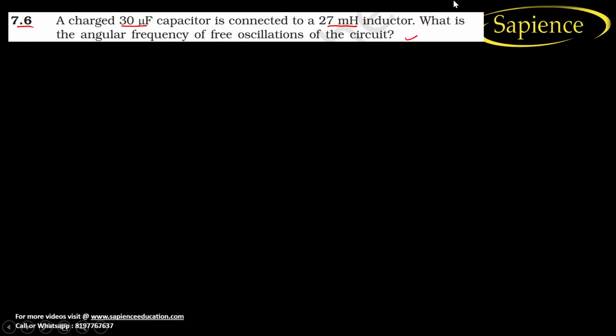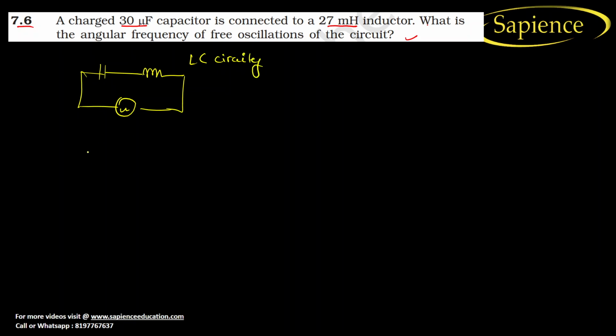So you need to understand, very important, that there is a circuit in which they have given a capacitor and an inductor. So basically what will happen? It is basically an LC circuit.